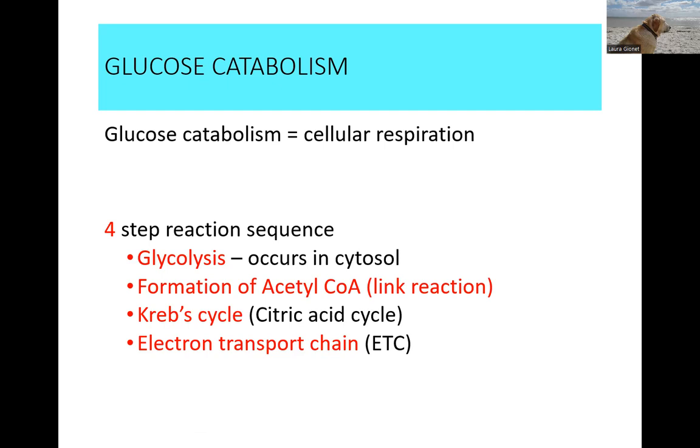So we're going to start with glucose catabolism, breaking down glucose. Glucose catabolism is what we refer to as cellular respiration. We're going to have glucose and we're going to have oxygen. It's a 4-step reaction sequence. We have glycolysis, which occurs in the cytosol. We have what's called formation of acetyl-CoA, which is essentially a link reaction. When I took organic chemistry way back, this wasn't treated as really a separate reaction, but in textbooks now, they do. It's called a link reaction. Then we have the Krebs cycle, which is also referred to as the citric acid cycle, and the electron transport chain.